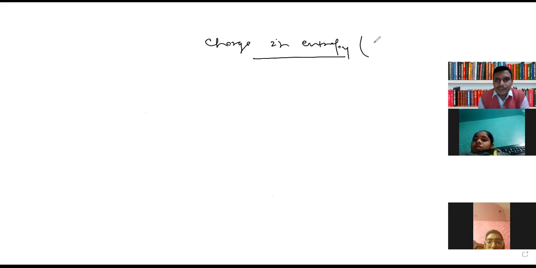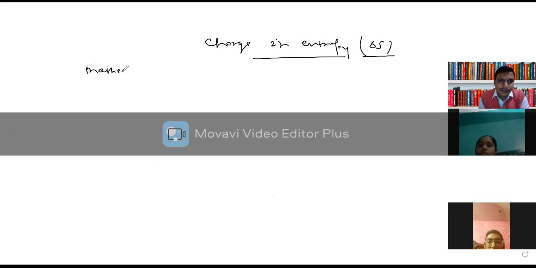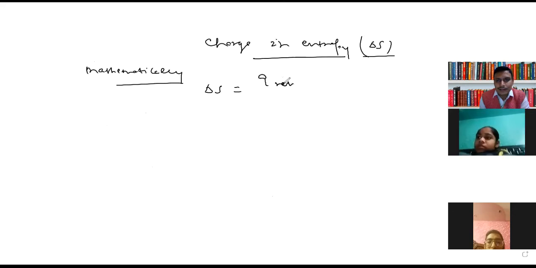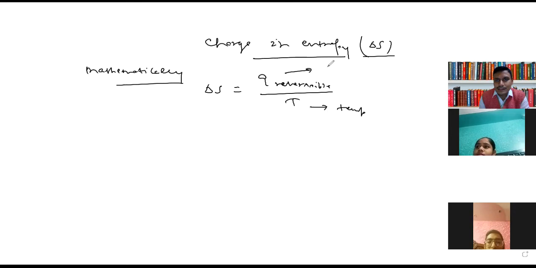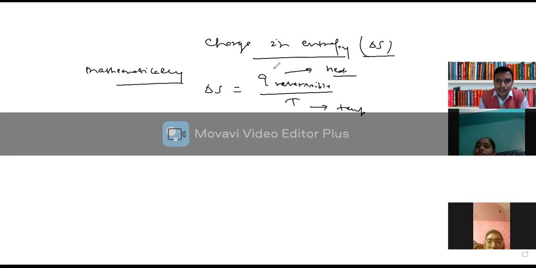The change in entropy is denoted by delta S or dS. Mathematically, change in entropy is defined as delta S is equal to Q reversible upon T, where T is the temperature and Q is the heat. And this is only for the reversible process. Okay. And what is Q?